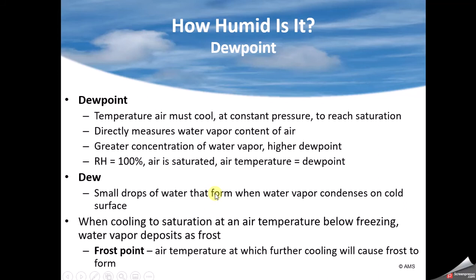So dew point is basically the temperature that the air cools to so that it becomes saturated. In that case, if it was 85 degrees out, the temperature, and the dew point was 75, if that temperature cooled 10 degrees, you would have saturation and literally see dew form on the ground.